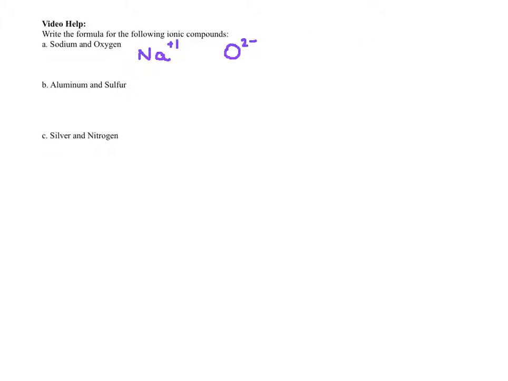And now all I have to do is cross my charges. So the 1 is going to become the subscript for the O. The 2, not the 2-, just the 2, is going to become the subscript for the Na. And so what you end up with is Na2O, and we never put a 1 as a subscript because it's implied. So if you put a 1, it's not convention. I'll not take off for the first time you do it, but after that point I will.